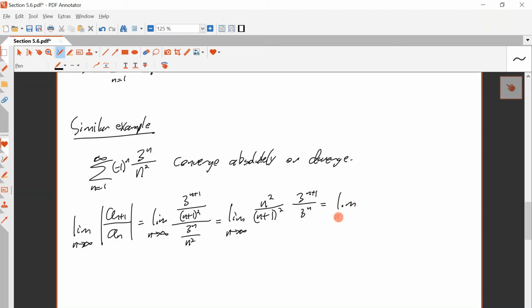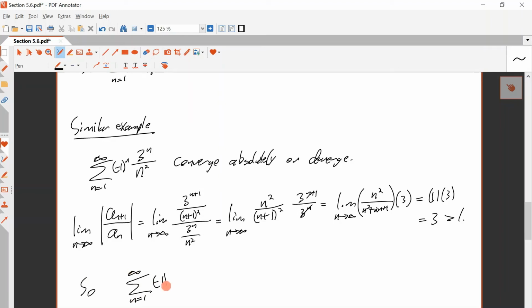So this is the limit as n goes to infinity, n squared over n squared plus 2n plus 1, and then this is just 3. This limit, because it's a degree 2 polynomial over a degree 2 polynomial, is 1, and this limit here is 3. So this is 3, which is bigger than 1. So the sum n equals 1 to infinity of minus 1 to the n, 3 to the n over n squared diverges. Okay?